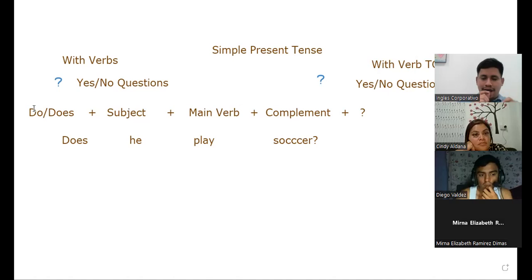So we have to be clear with the singular. This. Dígame. Del singular, le dije. Oh, okay, yes. We use does with the third person singular. Okay, good.